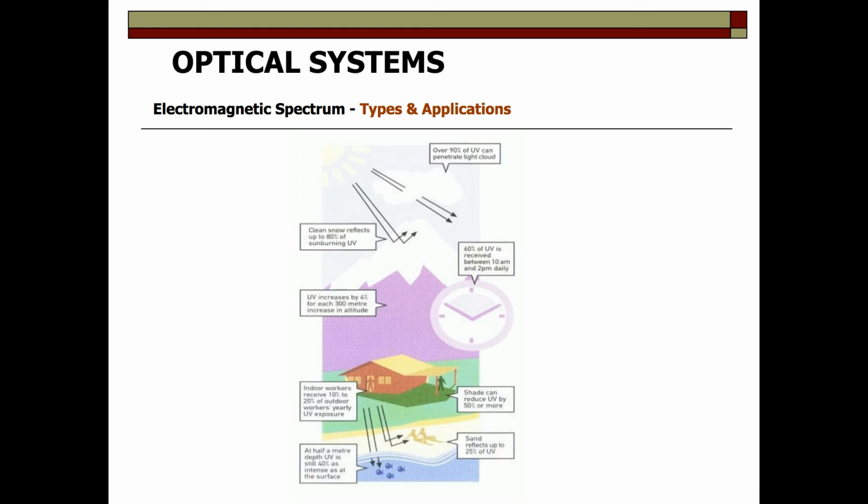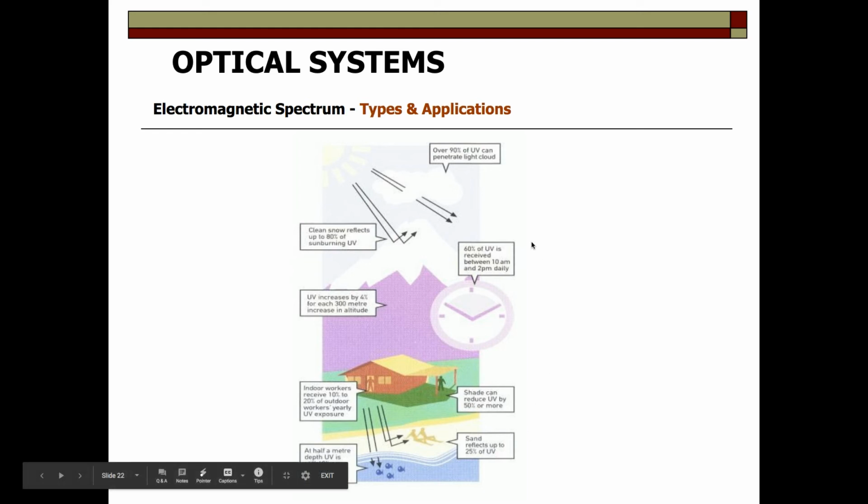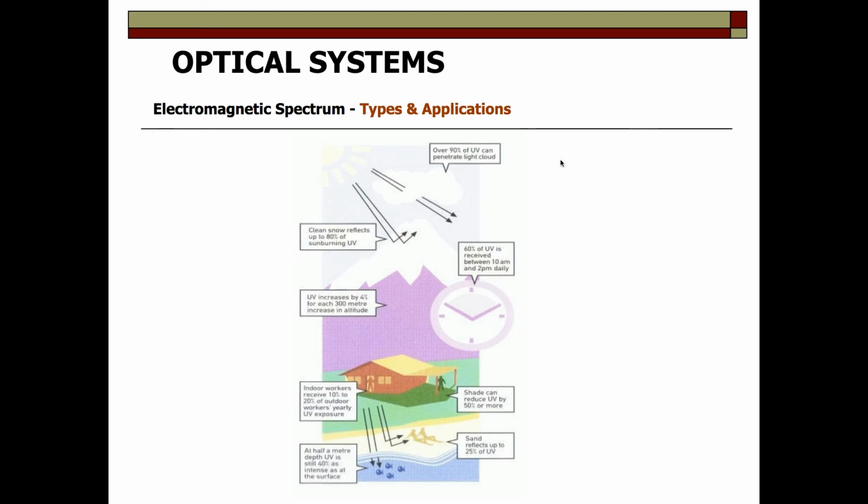So here are some other types of waves. So in this case, it's UV radiation. So basically over 90% of the UV can penetrate through a light cloud. And a lot of the UV radiation is blocked by the ozone layer in the upper atmosphere. Okay, so remember when we're talking about light objects being able to reflect light? Well, they can also reflect electromagnetic radiation. Okay, so in the shade, of course, we can reduce our UV exposure.